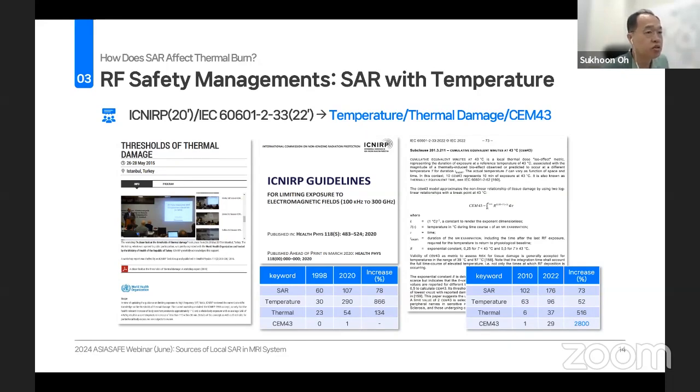For sure, the management of SAR and RF safety in the MRI system, working together with thermal considerations, would improve the efficiency of MRI system operation. Therefore, I would like to conclude my presentation by saying that RF safety management in the MRI system would be efficiently and accurately improved by considering more about the thermoregulatory effect of the human body.